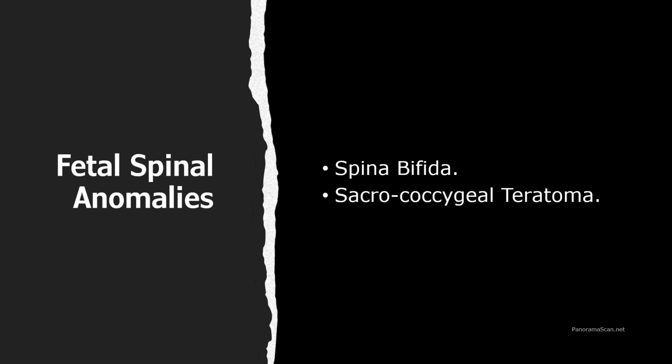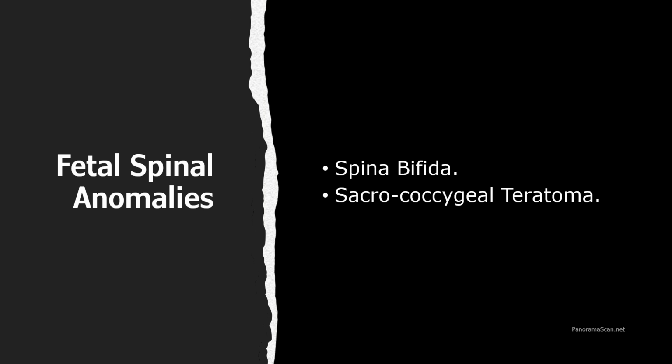Spina bifida refers to a group of neural tube defects where the spinal cord and its protective coverings do not form properly, leading to a gap or opening in the spine. This condition can vary in severity, with the more severe form being myelomeningocele, where both the spinal cord and meninges protrude through the defect.